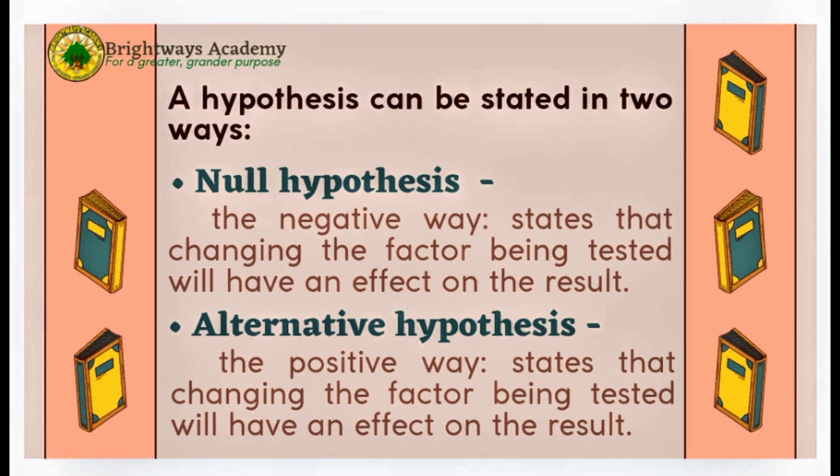A hypothesis can be stated in two ways. We have null hypothesis and alternative hypothesis. Null hypothesis is the negative way, which states that changing the factor being tested will not have an effect on the result, while alternative hypothesis is the positive way. It states that changing the factor being tested will have an effect on the result.